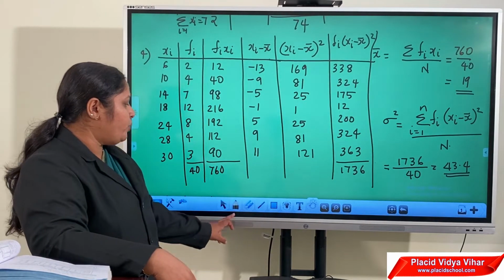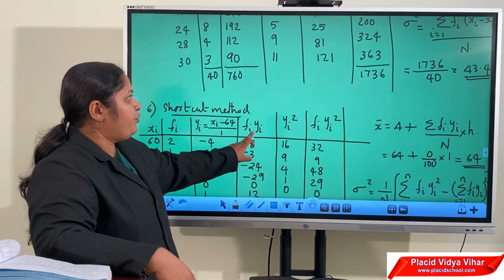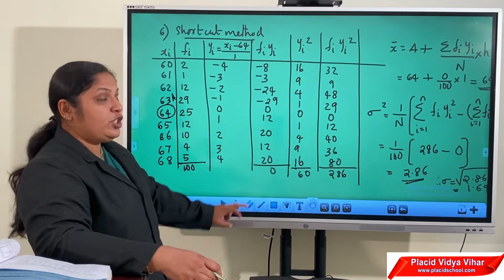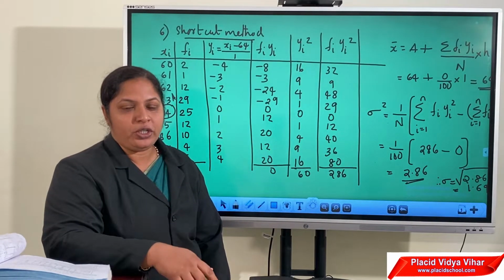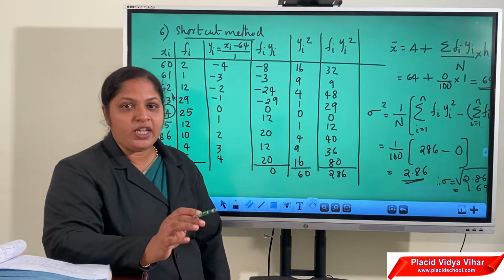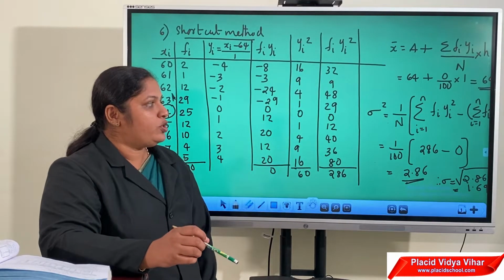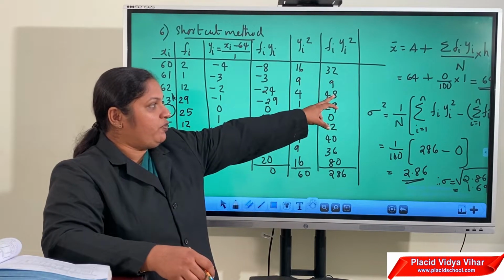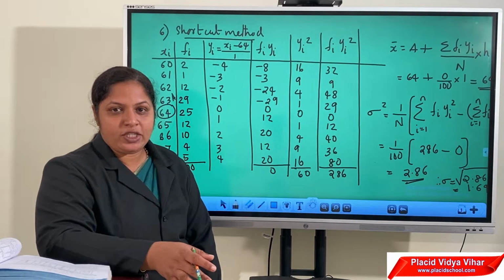Now we will move on to question number 6. In question number 6, it is asked to find the mean and standard deviation using the shortcut method. That too is for discrete grouped data. We have to use the shortcut method. The shortcut method is used to find the mean and standard deviation also. We use deviation yi. Yi is given as Xi minus A by H, where A is the assumed mean and H is the interval width.